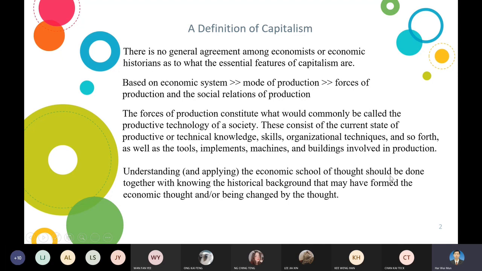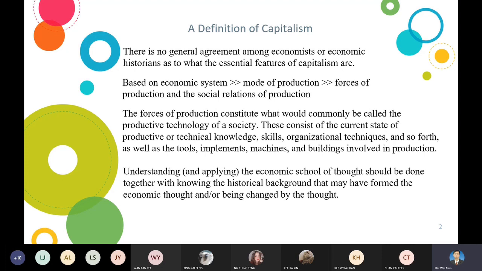Understanding and applying the economic school of thought should be done together with knowing the historical background. The historical background may shape how the school of thought comes about, and may have formed the economic thought or been changed by the thought. So after this economic thought gains popularity and has a very big influence, the economic school of thought itself will change the background. Right? The background may shape the economic school of thought, and then the economic school of thought may change the background, right?